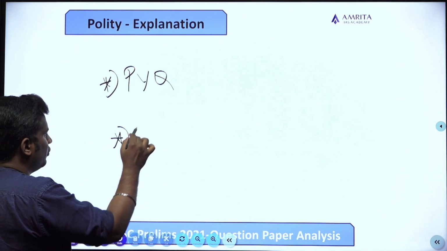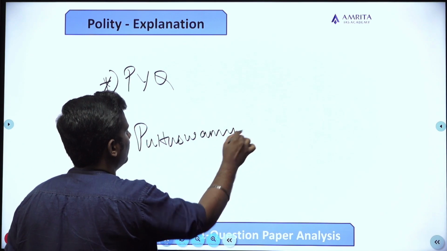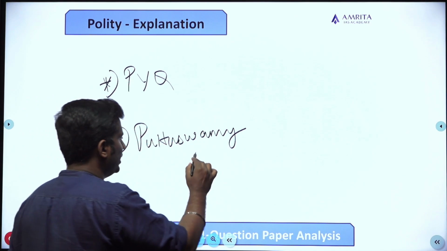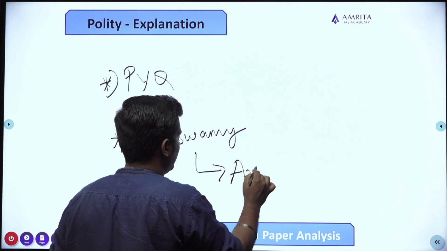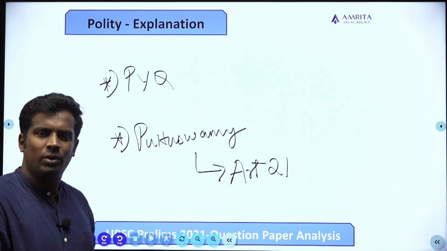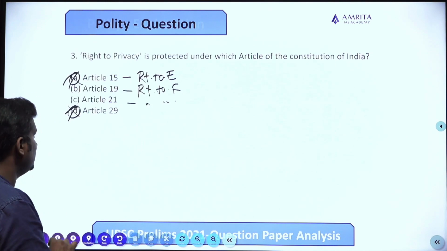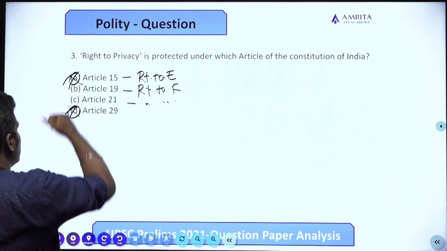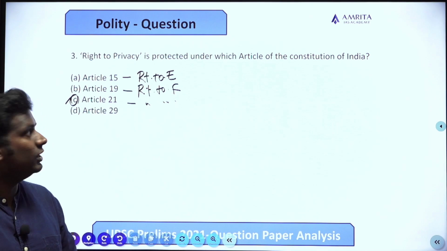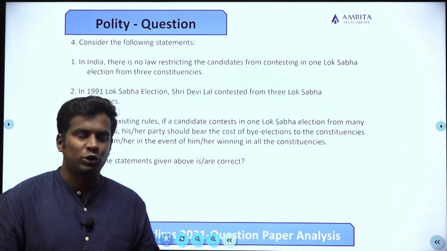The very famous case of Puttaswamy emphasized the role of right to privacy, and this has been placed under Article 21. So, the Puttaswamy case is with regards to Article 21, which is right to privacy. Therefore, the answer for this question is option C, Article 21. Right to privacy is protected under which article of the Constitution? It is Article 21. So, we will discuss the fourth question.